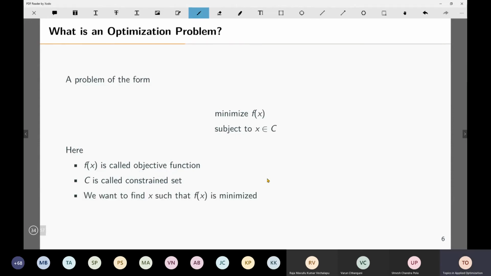What do we want? We want to find an x such that f of x is minimized for this problem. So this is the optimization problem.